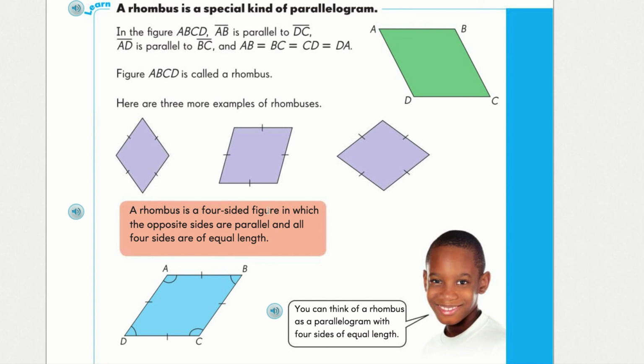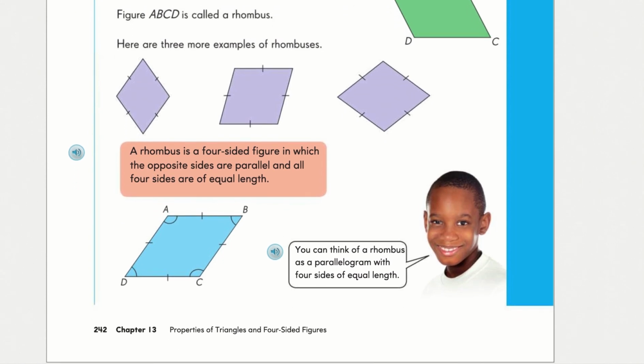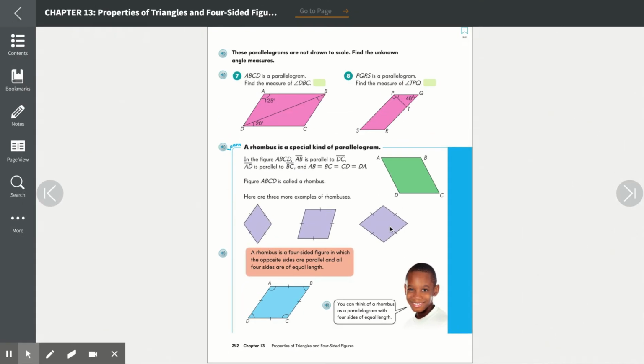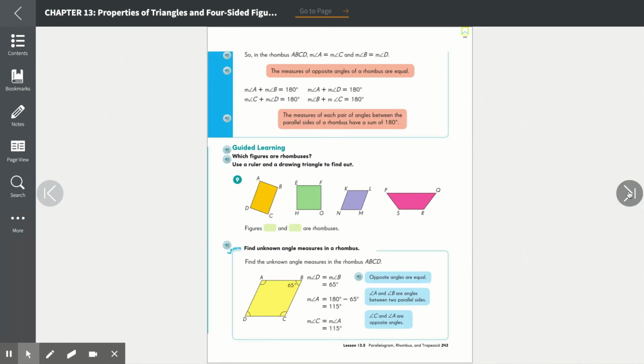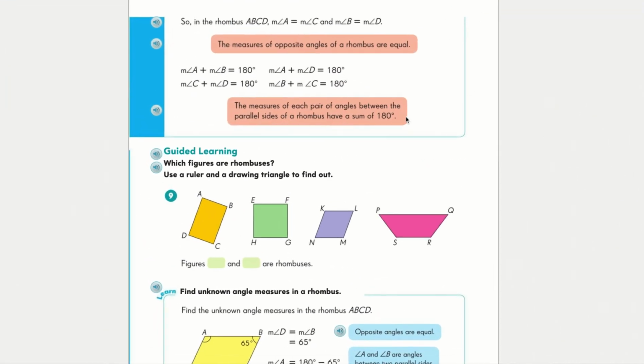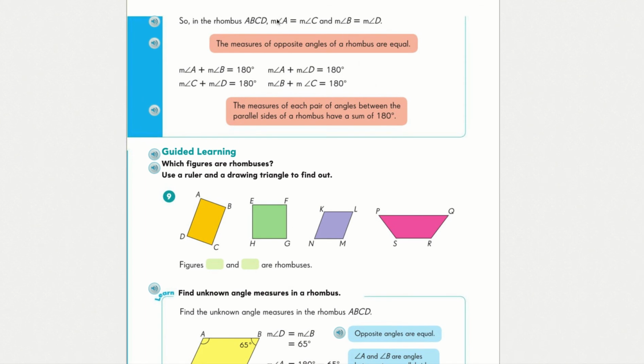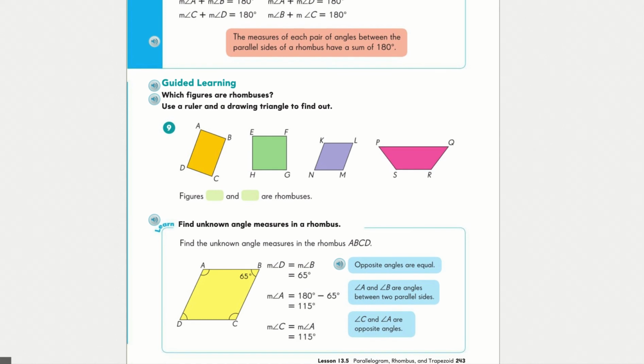So a rhombus is a four-sided figure in which all the opposite sides are parallel and all four sides are of equal length. You can think of a rhombus as a parallelogram with four sides of equal length. So in the rhombus ABCD, the measure of angle A is equal to the measure of angle C, and the measure of angle B is equal to the measure of angle D. The measures of opposite angles in a rhombus are always equal. The measures of each pair of angles between the parallel sides of a rhombus have a sum of 180 degrees.